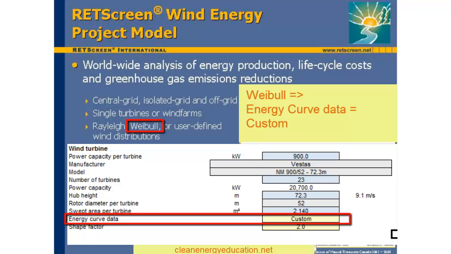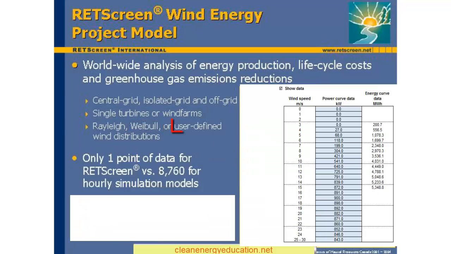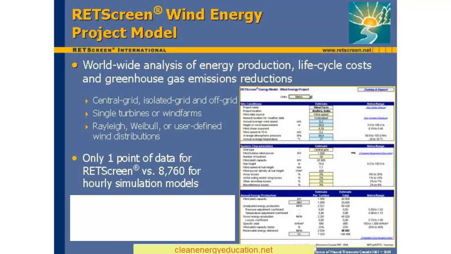If the user knows that the distribution is not modeled by the Weibull, he or she is free to enter a turbine energy curve corresponding to an arbitrary distribution. In this way, the user can have highly accurate estimates of annual energy production based on as little data as the average wind speed, while not being limited to typical distributions.